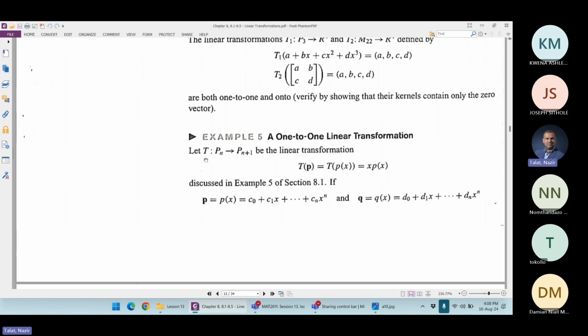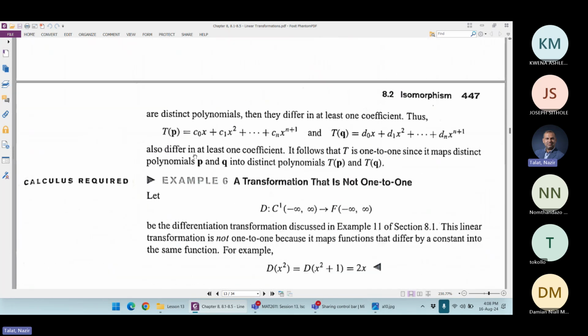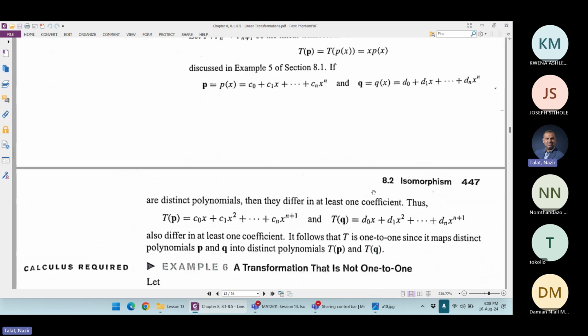T is a transformation from Pn to Pn plus 1, meaning polynomials of degree n to polynomials of degree n plus 1. The operators are defined in this way. One can see that the following maps are 1-1 and onto.